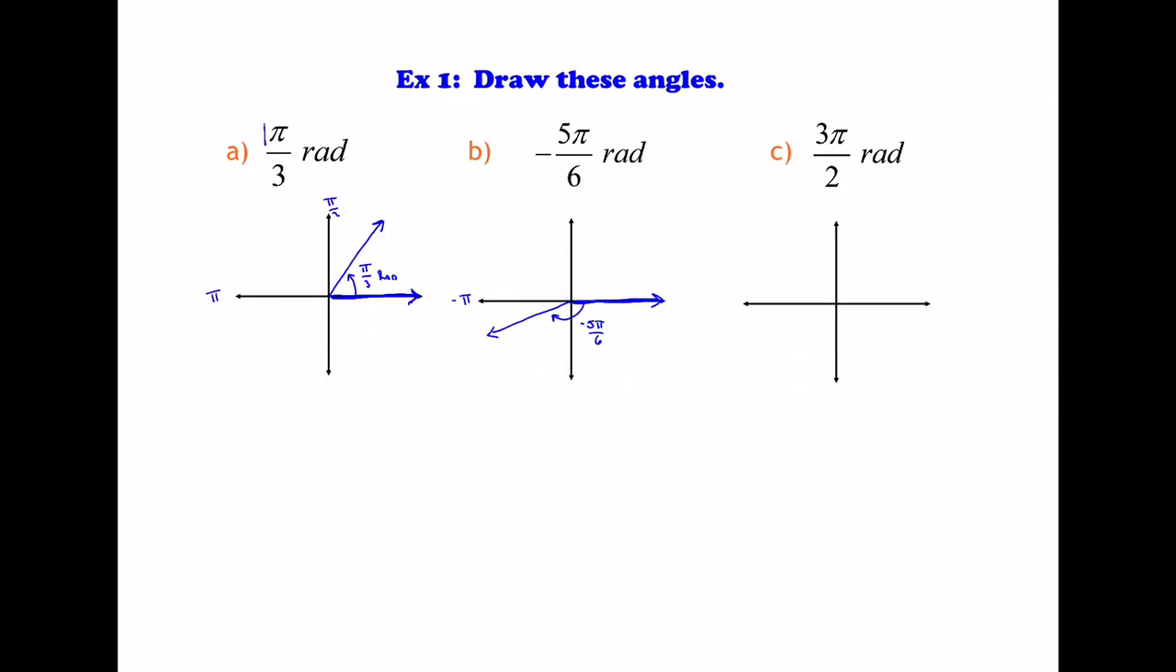On C, it's 3 pi over 2 radians. So once again, we start at 0. We have our initial side, always on the positive x-axis, and we need to go 3 pi over 2. 1 and 1/2 is basically what that's saying. Well, 1 is pi. A full rotation is 2 pi. So where's 1 and 1/2? Right down here on the negative y-axis. So this in the positive direction would be 3 pi over 2 radians.